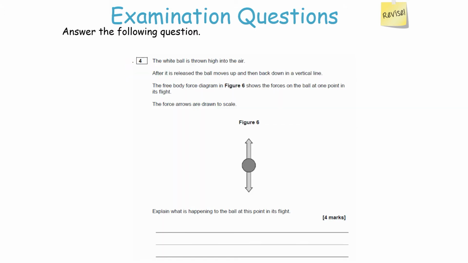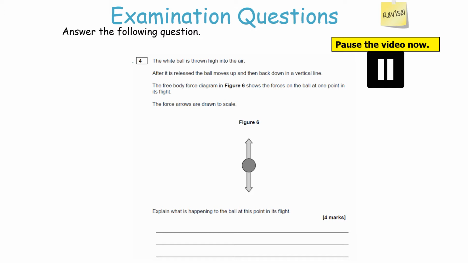Let's have a look at this question. The white ball is thrown high into the air. After it is released, the ball moves up and then back down in a vertical line. The free body force diagram in figure 6 shows the forces on the ball at one point in its flight. The force arrows are drawn to scale. Explain what is happening to the ball at this point in its flight. So pause the video now, and then when you want to go through the answer, unpause your video.